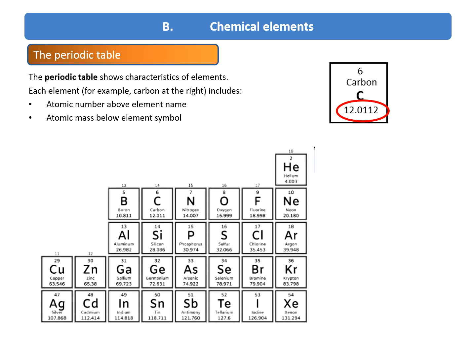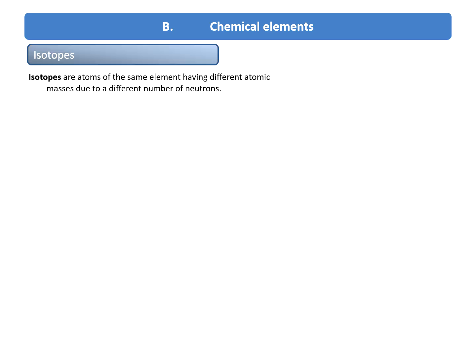Isotopes are atoms of the same element having different atomic masses because they have different numbers of neutrons. For example, carbon-12, that's the usual carbon, has 6 protons and 6 neutrons. Carbon-14, on the other hand, still has 6 protons, but it has 8 neutrons.